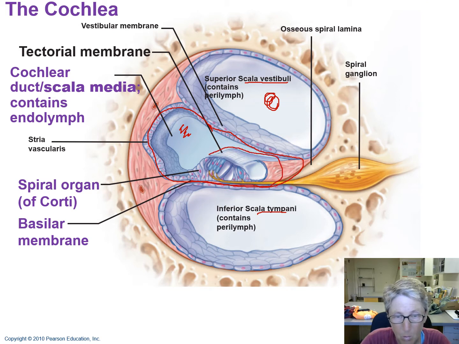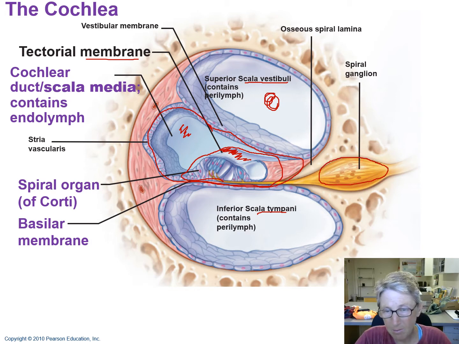This is the spiral organ of Corti. On top of the spiral organ of Corti is this thing called a tectorial membrane, and it's a stiff membrane, and we'll look at that in more detail in a minute. But then here is the ganglion, where you have synapsing with the fibers of the nerve that will take information from the spiral organ of Corti to the brain.